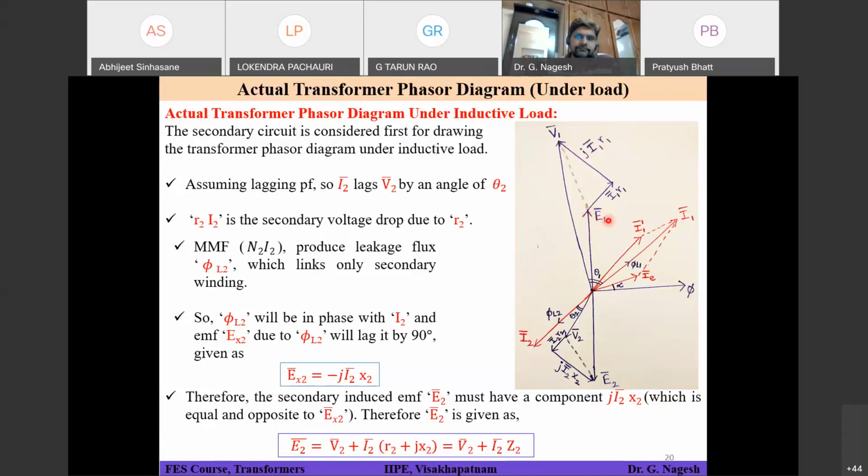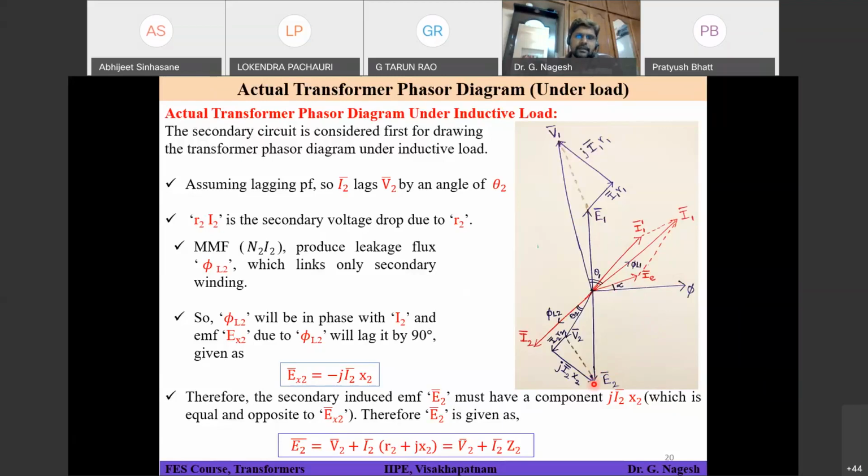That is E1. And E2 we have seen is minus N2 into d phi by dt, which is called the secondary induced EMF, because of transformer action. This is considered as a source, and it is seen 90 degrees lagging with respect to phi. So you have seen E1, phi, IE, and I2.